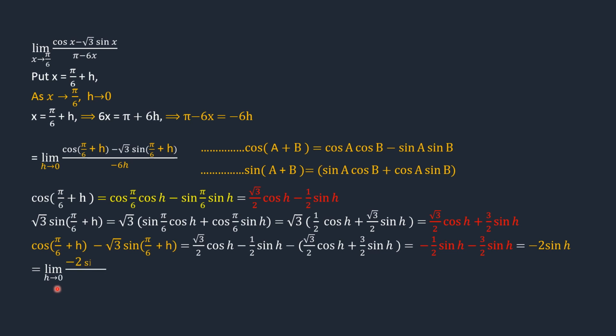So the limit becomes minus 2 sin h divided by minus 6h as h approaches 0. Now minus 2 divided by minus 6 will be 1/3, and this limit sin h over h as h approaches 0 will be 1. So the final answer will be 1/3.